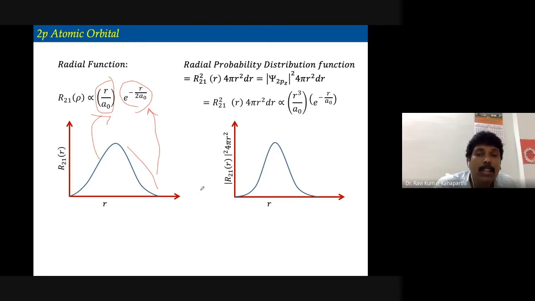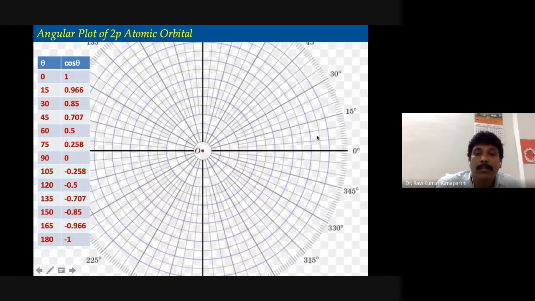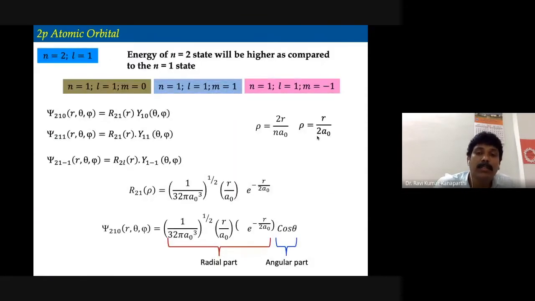Similarly, you can continue discussing the probability distribution function. For that, you just square it and multiply by the volume element. So essentially this becomes this. The probability again will have a linear function multiplied by an exponential function. What is interesting is that in this particular case, the cos function came from the spherical harmonics.